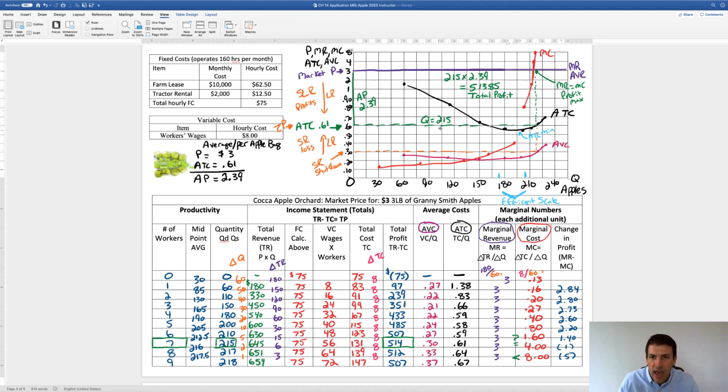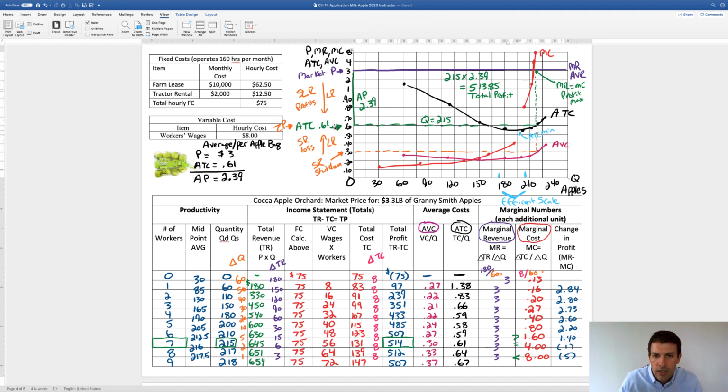So if we did this accurately and you graphed it well, mine looks like it was at about 60 cents, but I wrote 61 cents in here. So that's my average total cost: 61 cents. So that means it cost me 61 cents per bag of apples to produce, okay?